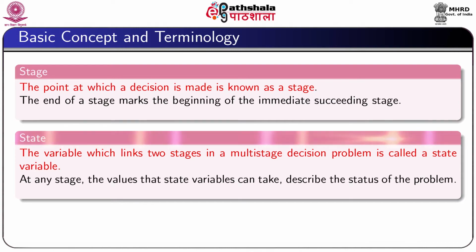State: the variable which links two stages in a multi-stage decision problem is called a state variable. At any stage, the values that state variables can take describe the status of the problem. The number of state variables should be as small as possible, since larger the number of state variables, more complicated is the decision process.